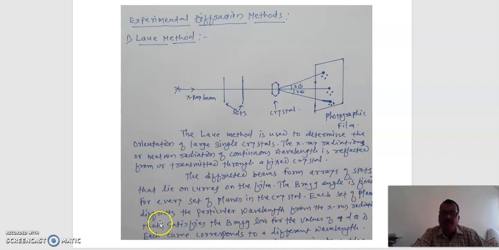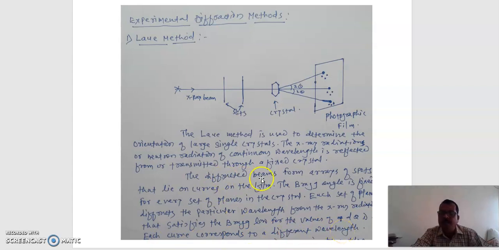Each set of planes diffracts the particular wavelength from the X-ray radiation that satisfies Bragg's law for the values of d and lambda. Each curve corresponds to a different wavelength.